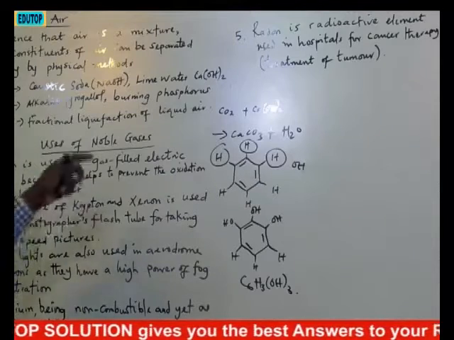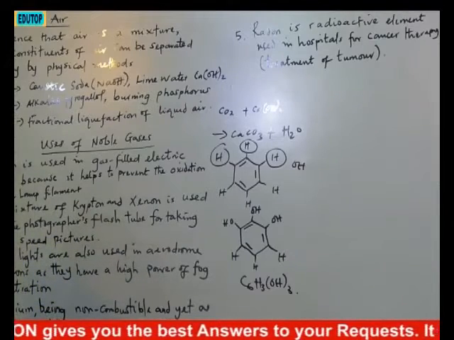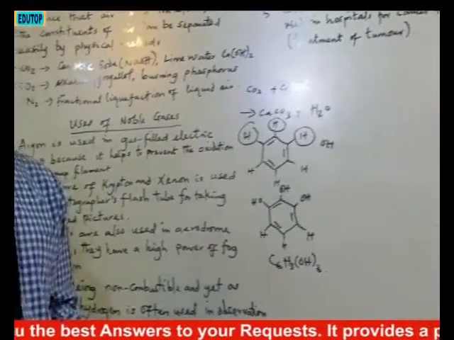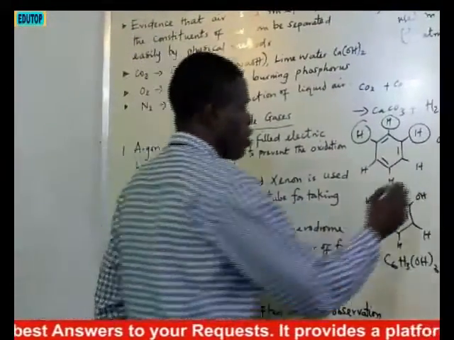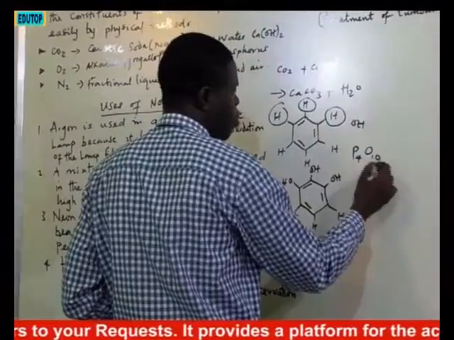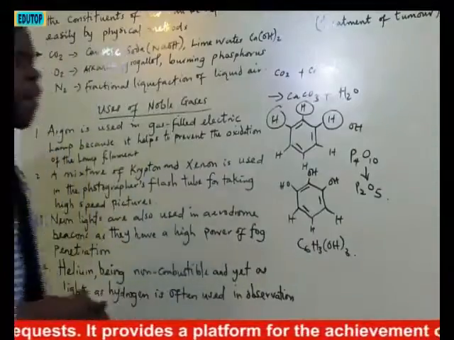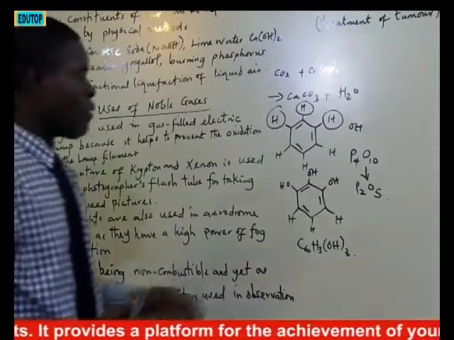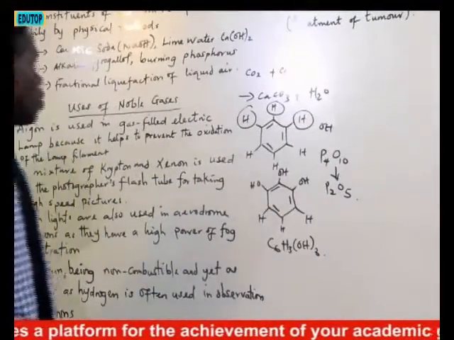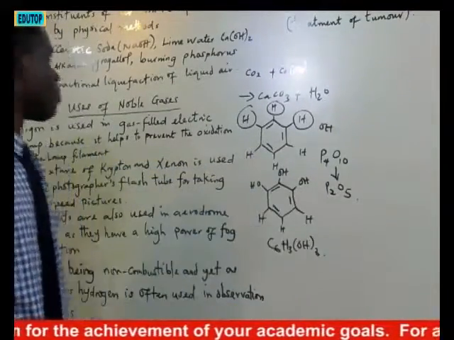Then, also by using burning phosphorus. So burning phosphorus can combine with oxygen, and an acidic oxide will be formed in the process. What is an acidic oxide? Acidic oxide is an oxide of non-metals. Example, when you have P4O10, which can be broken down to P2O5, and this is what is known as what? Phosphorus(V) oxide. In fact, it's an important drying agent. So definitely when oxygen combines with burning phosphorus, this compound will be formed in the process.